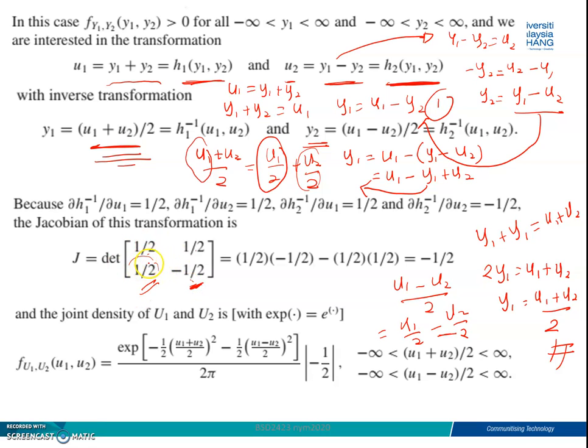Okay, then you find the determinant of this Jacobian: half times negative half minus half times half. So you get negative half here. Alright, and then we use the absolute value only. That means half here.